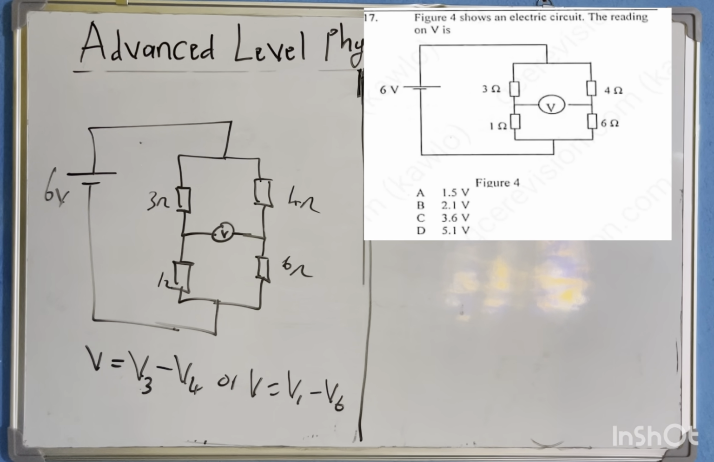Now from here, don't bother about the sign. If I'm taking V3 minus V4 and the answer is negative, remove the negative. It means that V3 was more than V4. Don't bother about it.